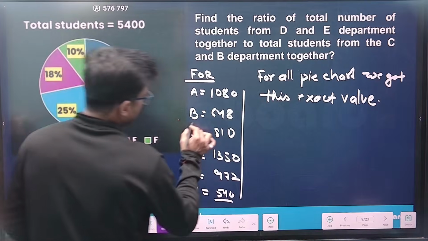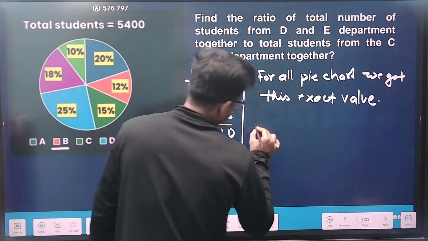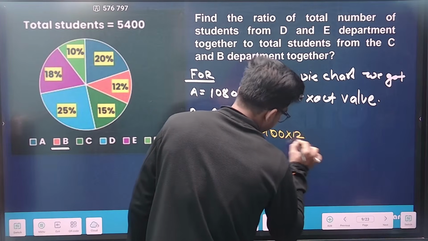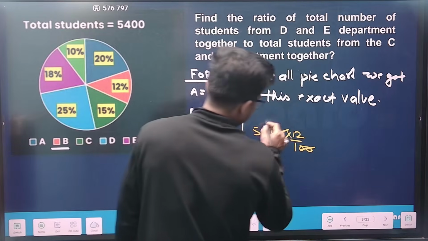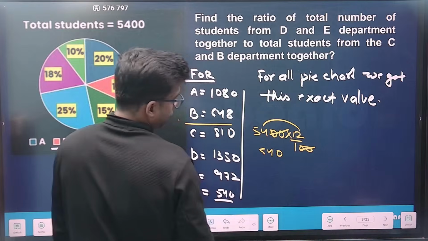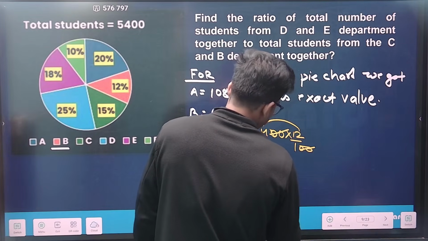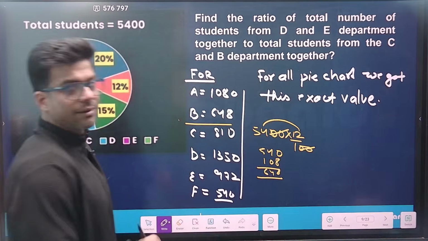Now see, if you have doubt in case of B, you can just go for B, which is basically orange. 5400 into 12%, where the 0 gets cancelled out. Now you can just go for it. 54 into 10 is 540, and 54 into 2 is 108. This gives you 648. See, I got the same answer, 648.